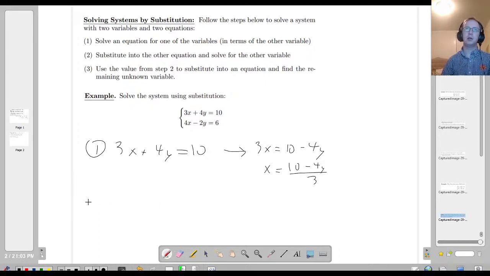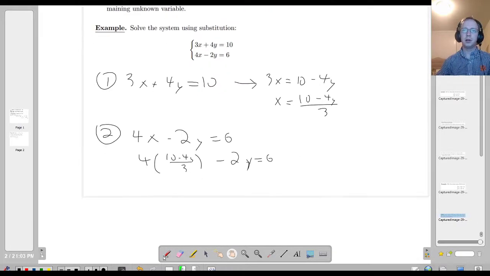That's it. Alright, so step 2, substitute into the other equation. I just finished using equation 1, so let's plug that into equation 2. So equation 2 initially says this, but I now know the value of x, which is 10 minus 4y over 3. Let me scroll down a bit. So let's try to simplify this and then solve for y.